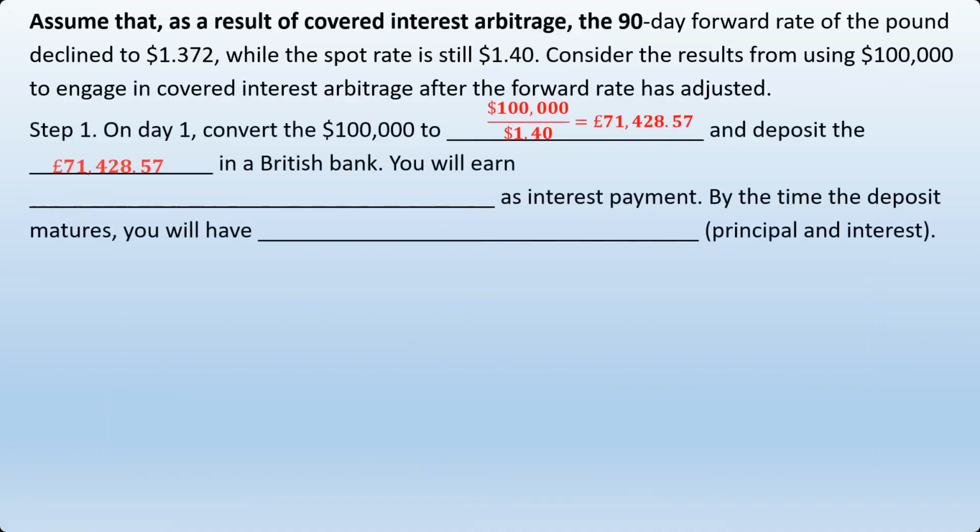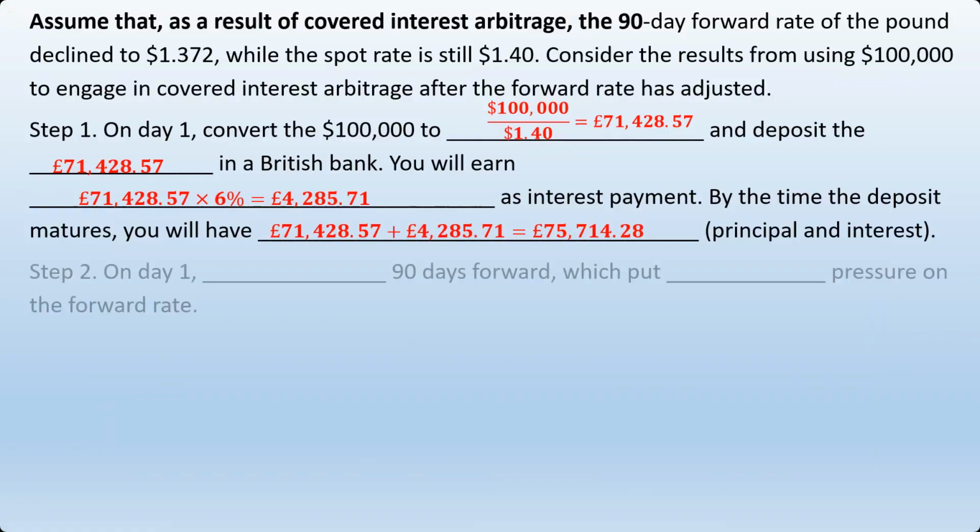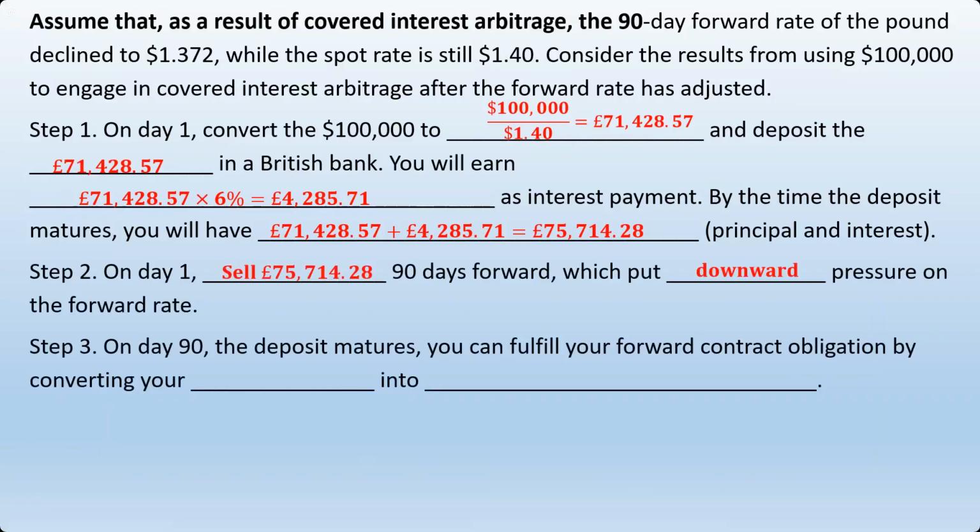And then, of course, the first step is the same. And on day one, we're gonna again sell 75,740.28 British pound of 90-day forward. This is gonna again put a downward pressure on the forward rate. On day 90, you can fulfill your forward contract obligation by converting this amount of British pound into how many units of US dollar. I'm gonna give you a little time to do the calculation, then I'm gonna again call your names. If you correctly answer the question, I will give you some bonus.